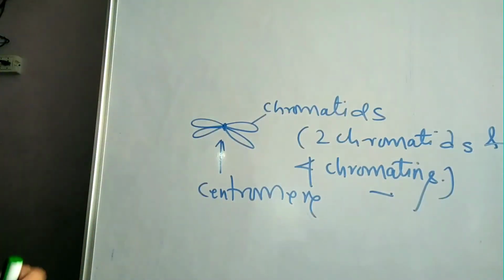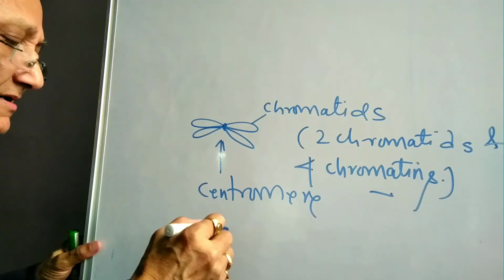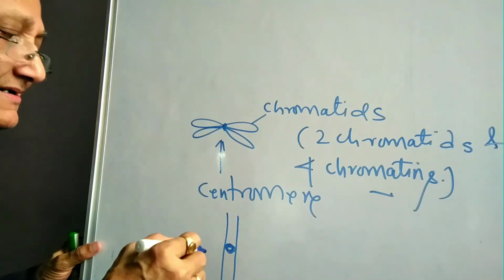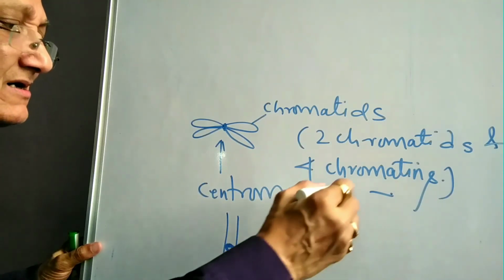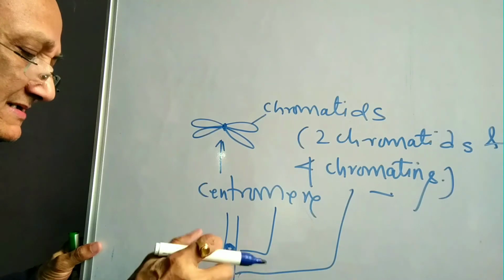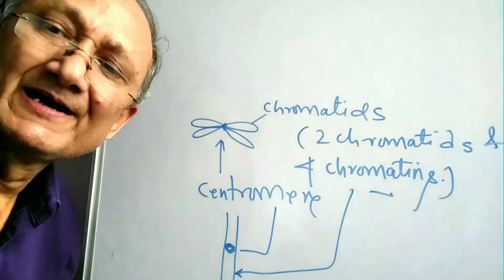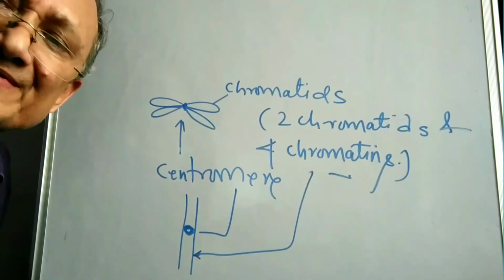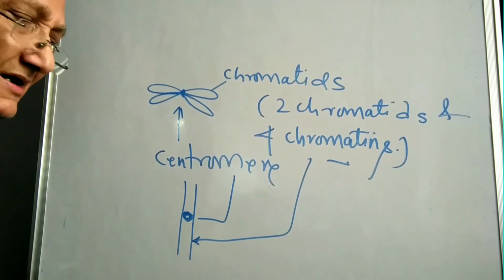Okay. Or sometimes you can also draw a picture like this. In every case, this is the centromere and these are the chromatids. And this is a split chromosome. This is the chromosome at the time of cell division. सेल डिवीजन समय का ये क्रोमोसोम है, दिख रहा है.